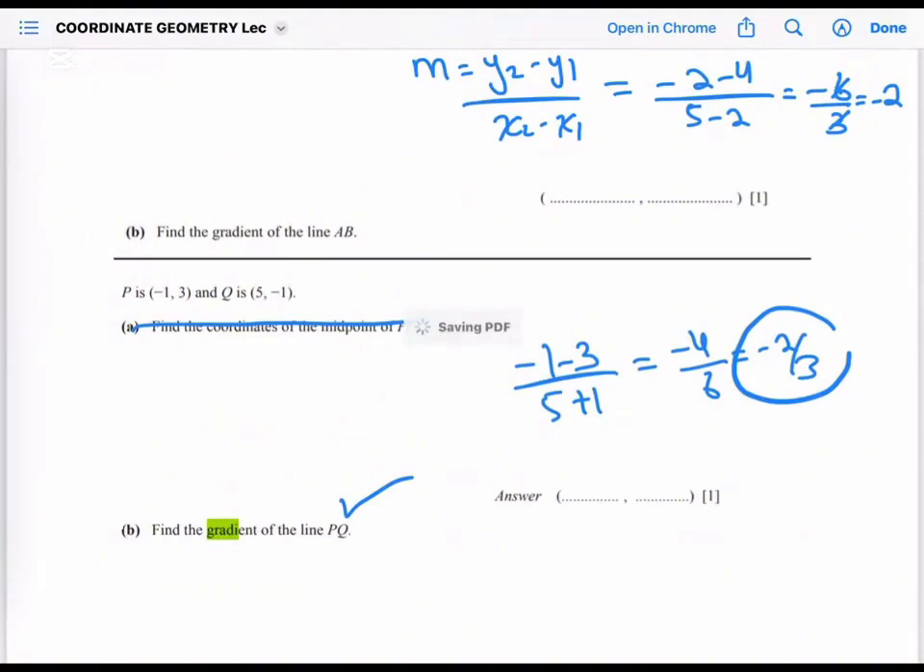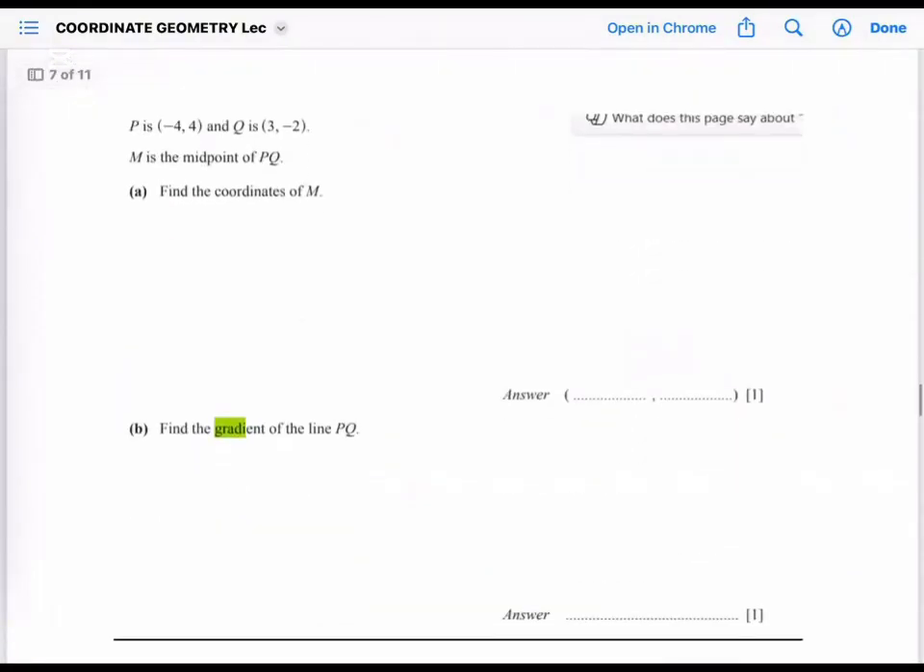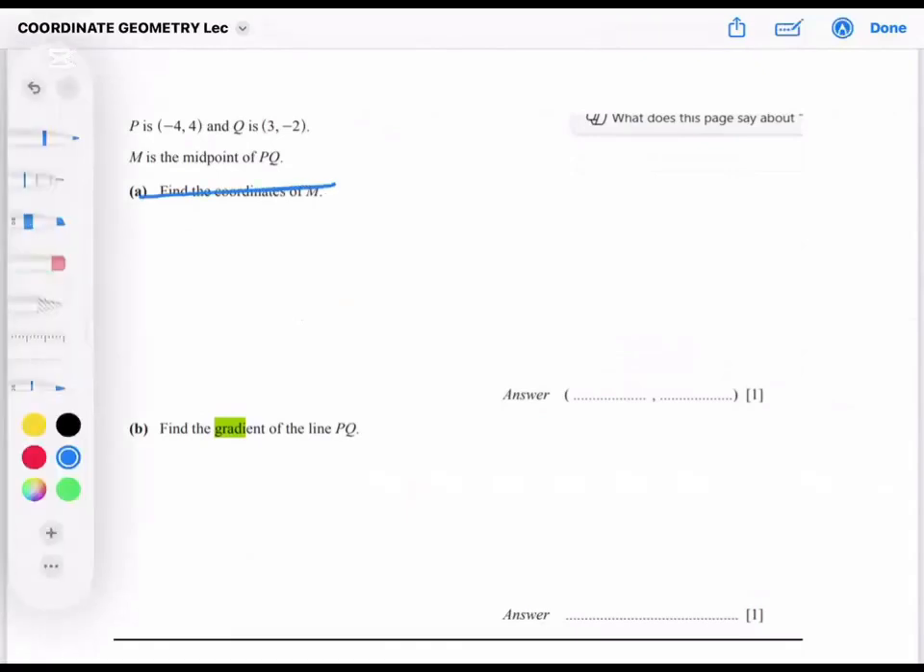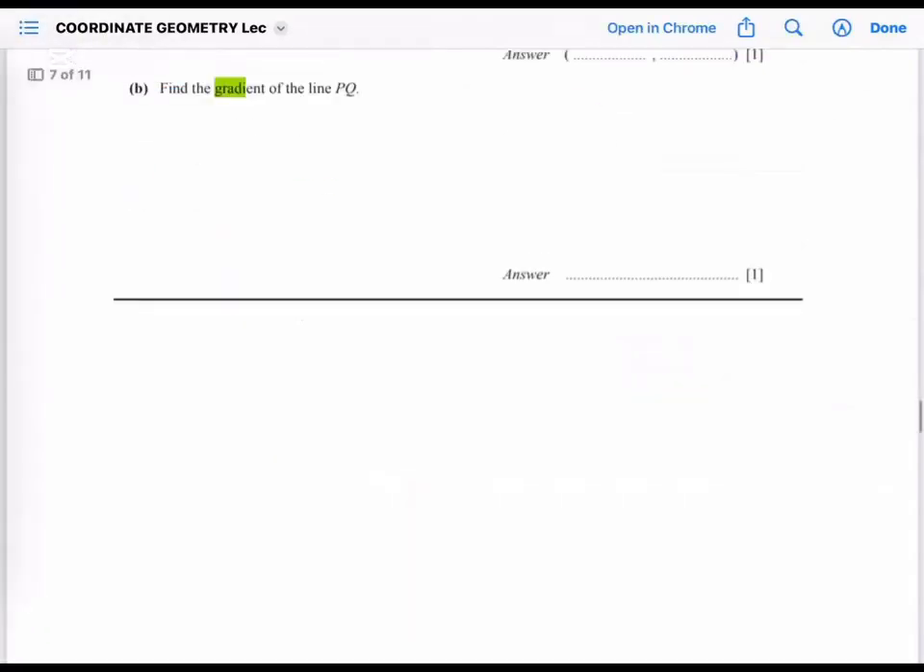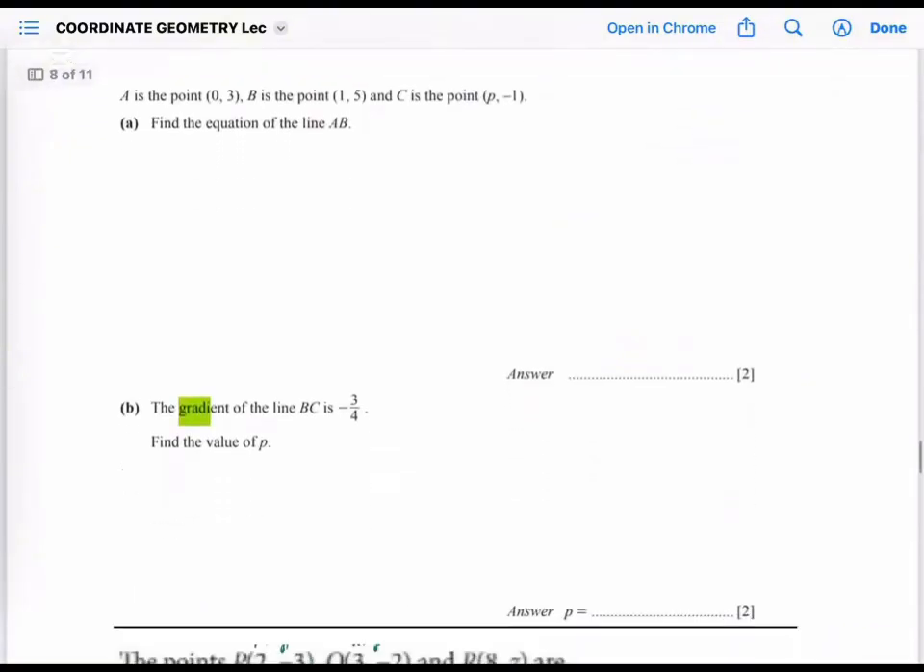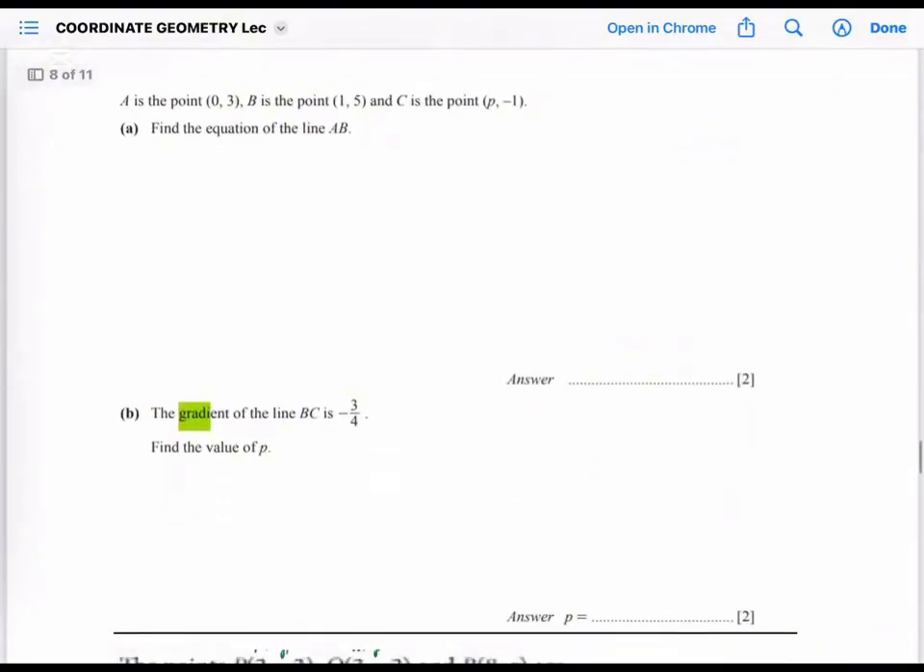Now moving towards the next. Again, you have to find the gradient. So I hope you can find out the gradient clearly. You know how to find it. So this will be homework for you. Now, okay, now this question.